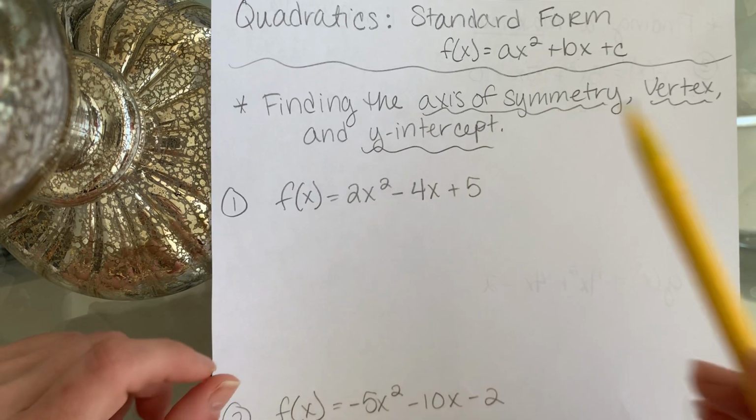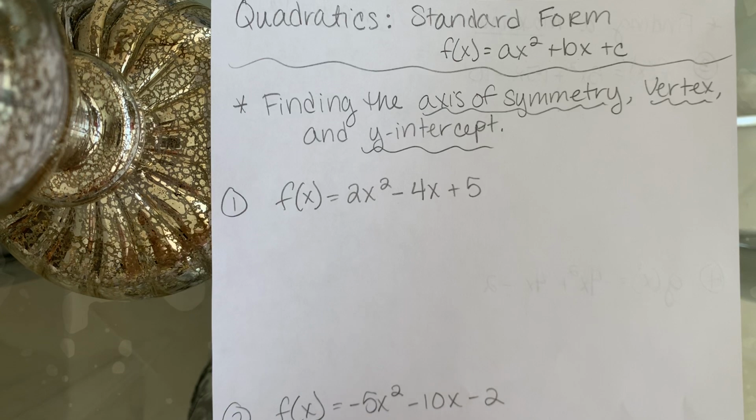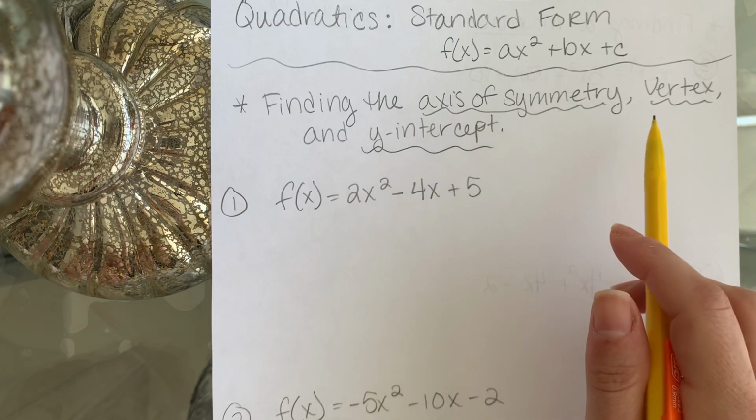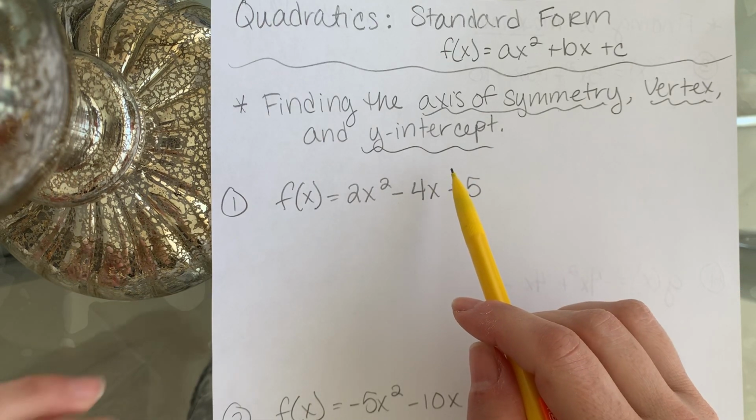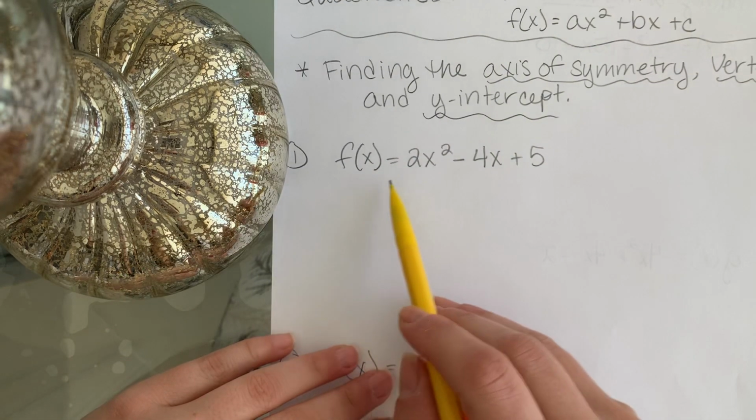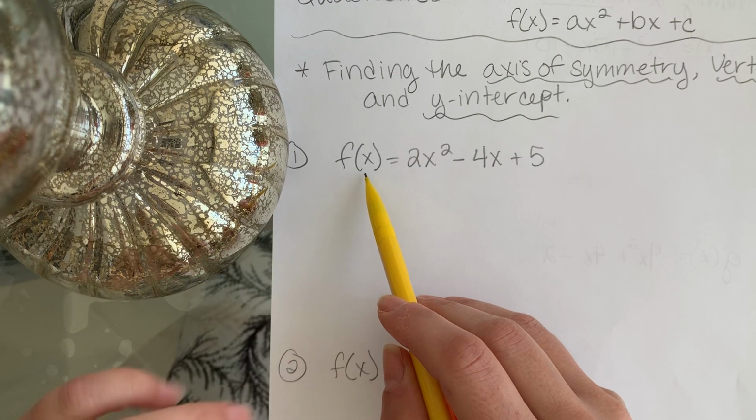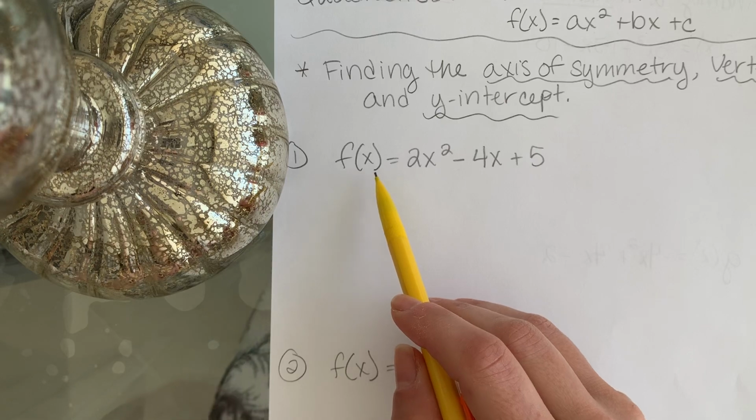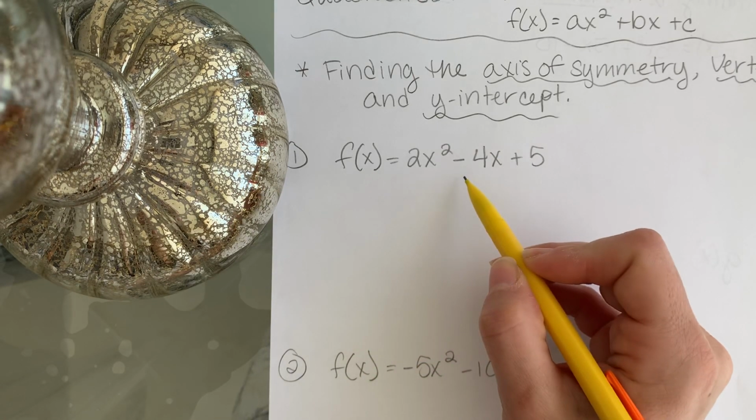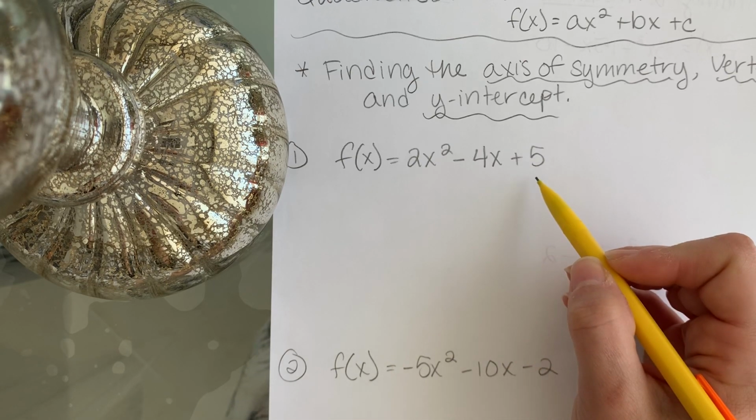and the y-intercept. So in the notes I also posted for you, it gives you some definitions about what the axis of symmetry, vertex, and y-intercept are. So let's look at our first example. Okay, our first example is f of x. F of x is just a fancy way of saying y, okay? F of x equals 2x squared minus 4x plus 5.